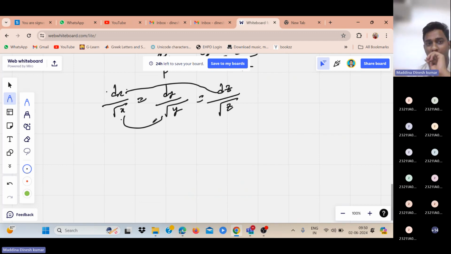Before equating, we need to check that whenever we equate the first and second terms, only x and y terms need to be there. Remaining terms need to vanish out. If you compare these two, only x and y will come. Similarly, if you compare 1 and 3, only x and z will remain. Remaining need to vanish out. So 1, 2 terms.